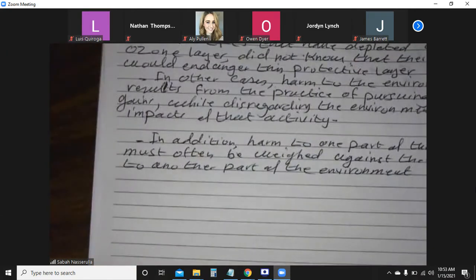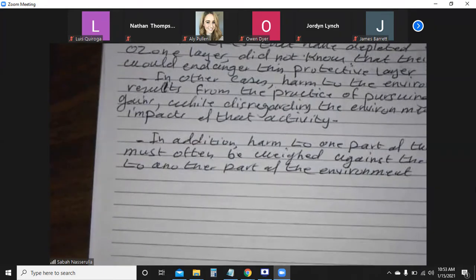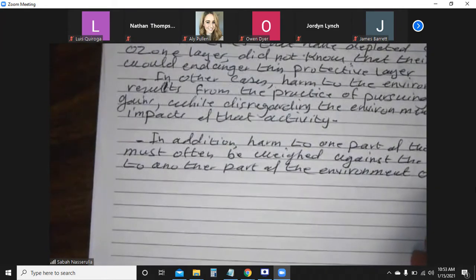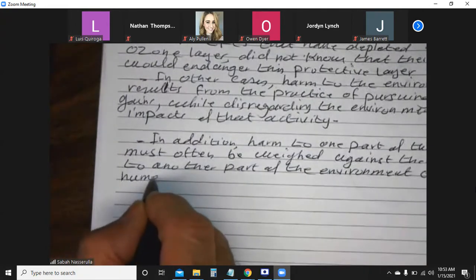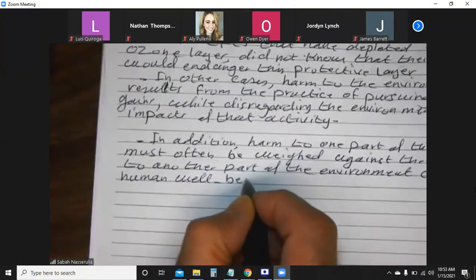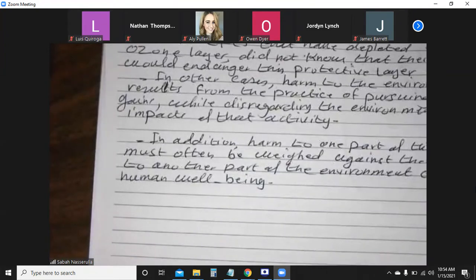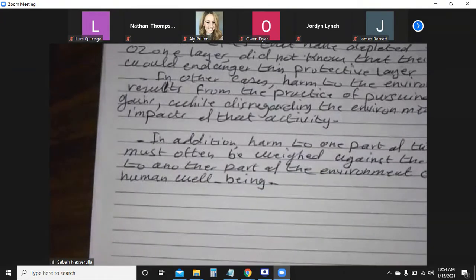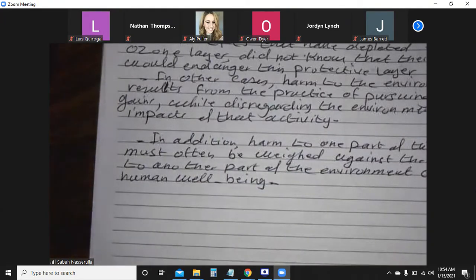To another part of the environment, or to human well-being. For example, using chemical pesticide or insecticide, you have to weigh it against the benefit from using that crop to feed people and so on. So this is another point I'm going to mention to you here.